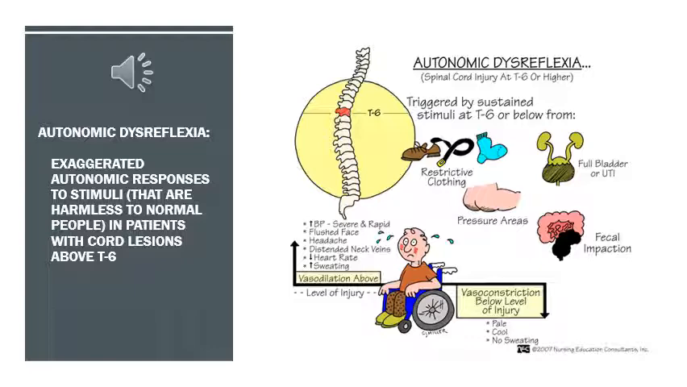This is an emergency. As a nurse, you want to sit the patient in high Fowler's, decrease the stimuli, loosen the clothing, reposition, and assess bowel and bladder needs. Call the provider, and administer a calcium channel blocker, such as Procardia, or a nitrate, to decrease the blood pressure.